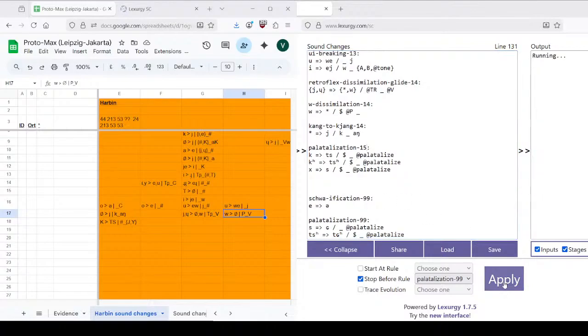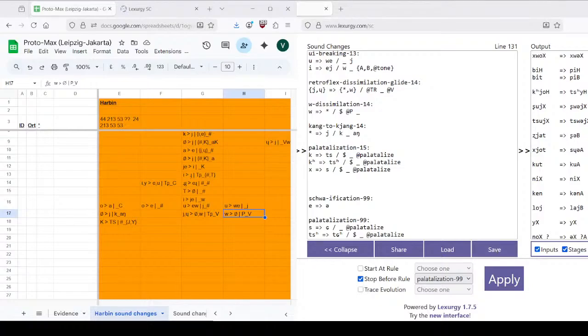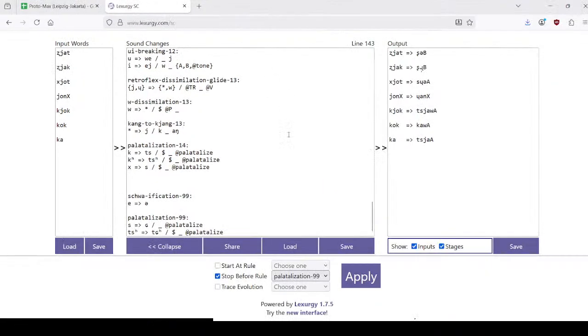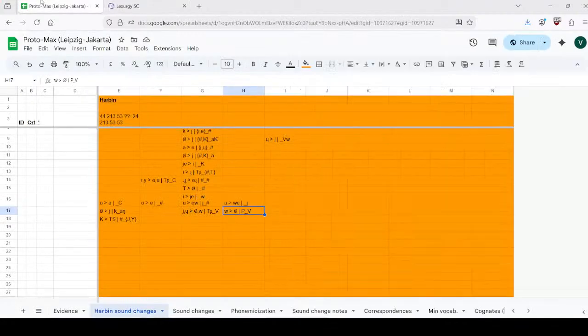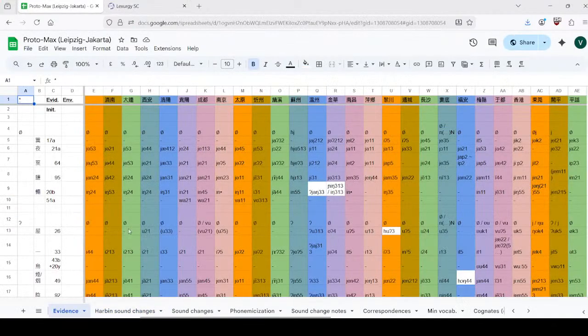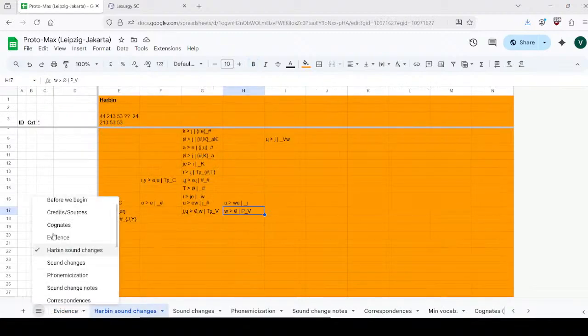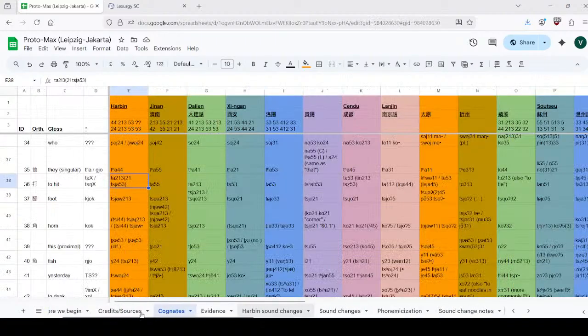And then just apply. This shouldn't change anything, but we should save this to Harbin for now. Okay, and now for the more complicated order of business, which is targeting, how many input words? I took the Leipzig Jakarta list and added a few more things. Wait, where are my things? There we go. Coordinates. Oh, I could just scroll.